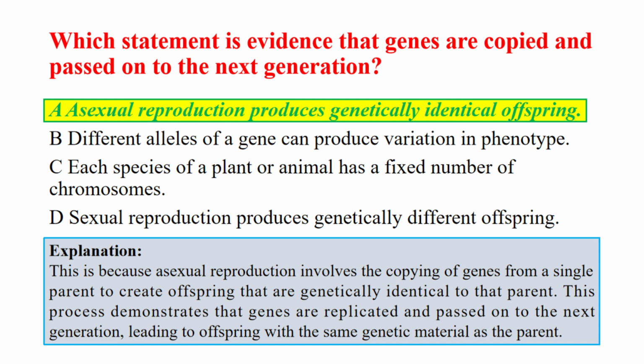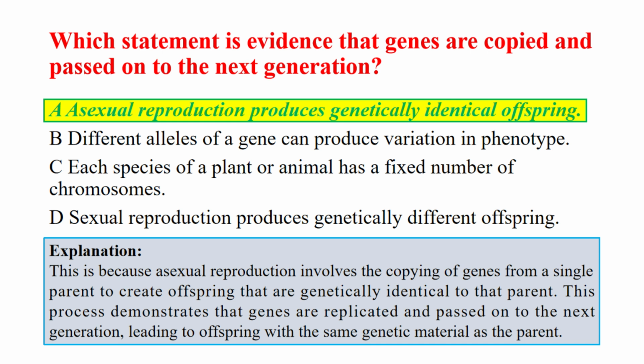Here's why: in asexual reproduction, a single organism reproduces without the involvement of another. The offspring are genetically identical to the parent because the genes are copied exactly. This process shows us that genes are replicated and passed on from one generation to the next without variation.